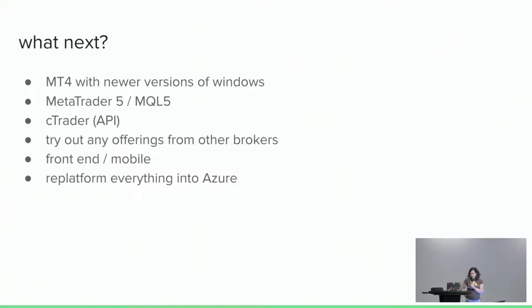There are also API offerings out there like cTrader, and I want to try the other brokers, see what they can do that the current broker that I use cannot do. I also want to set up a front end, or at least a mobile app where I can see the trades happening, or at least what the status is, and replatform everything into Azure, just as a DR.